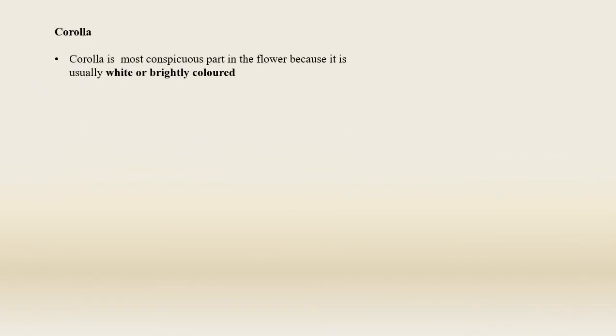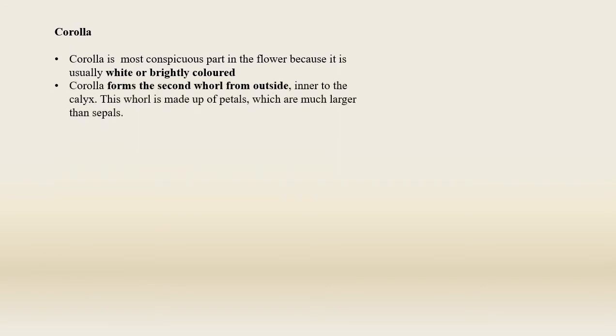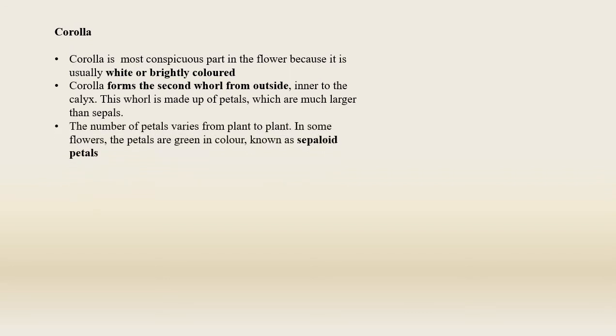Corolla. The corolla is the most conspicuous part in the flower because it is usually white or brightly colored. The corolla forms the second wall from outside, inner to the calyx. This wall is made up of petals, which are much larger than sepals. The number of petals varies from plant to plant. In some flowers, the petals are green in color, known as sepaloid petals.